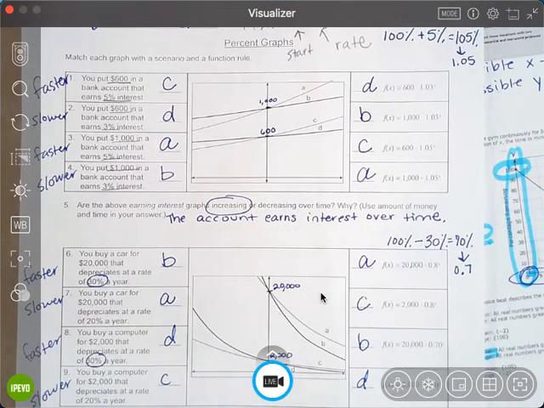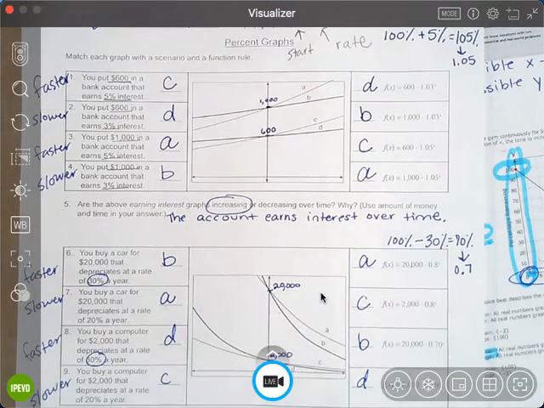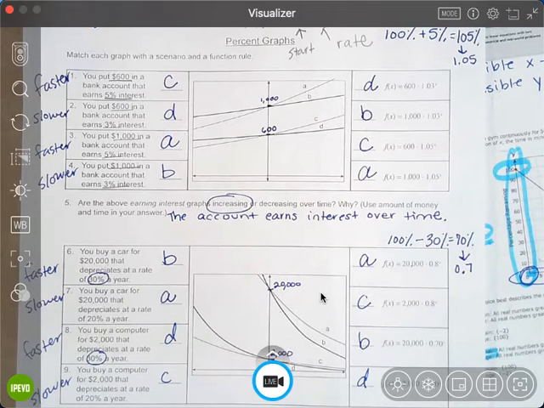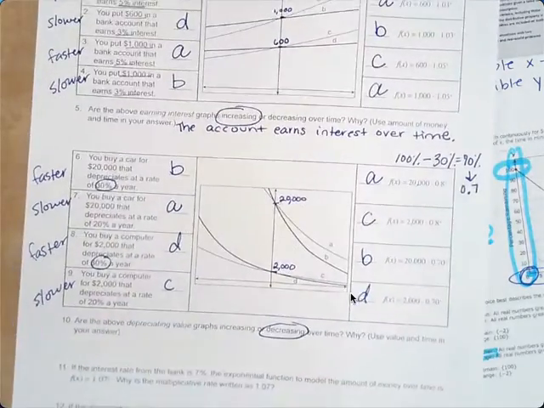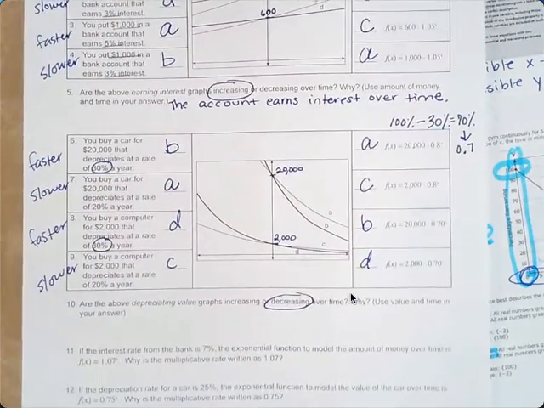On Wednesday, we did this paper, so everybody look at percent graphs. If you weren't here on Wednesday, you need to watch the video from Wednesday. So this is some matching with percent rates.